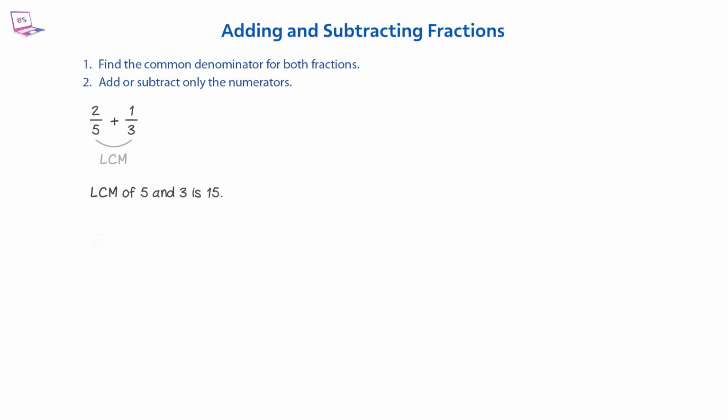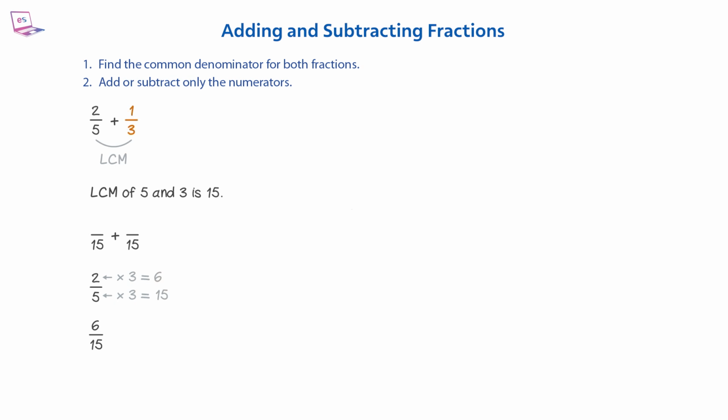Now, let's substitute 15 in the denominator of both the fractions. Since the denominator is changed in both the fractions, we must change the numerator accordingly. Let's take the first fraction 2/5. To get the denominator from 5 to 15, we have to multiply by 3. 5 times 3 equals 15. So, we have to multiply the numerator also by 3. 2 times 3 equals 6 and the fraction becomes 6/15.